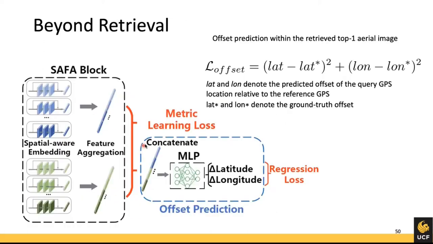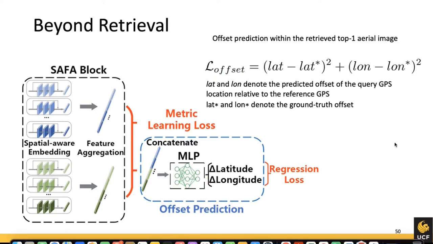So after the image retrieval, as I mentioned in the overall pipeline, we also have a branch to do offset prediction. Basically, once you have the retrieved top-one area image, we want to do some regression to generate the offset. So the lat star and long star mean the ground truth offset, and the lat and long mean the predicted offset. We train these MLP layers to do this offset prediction.